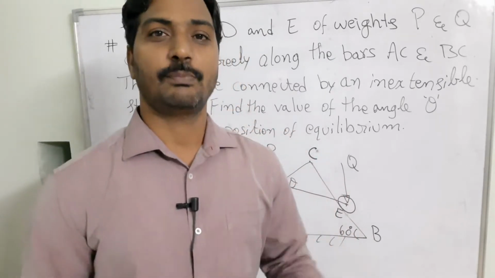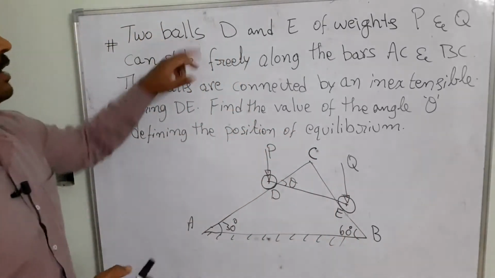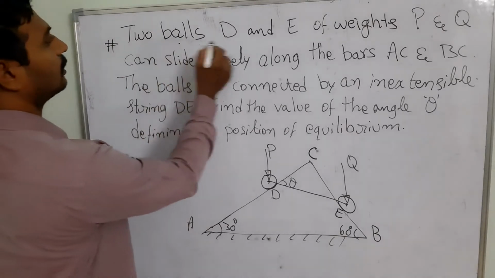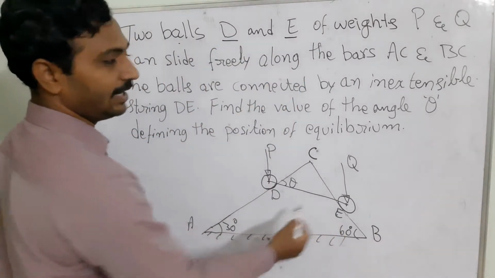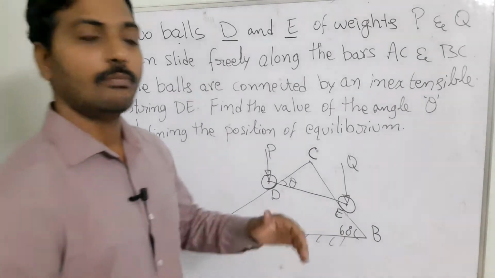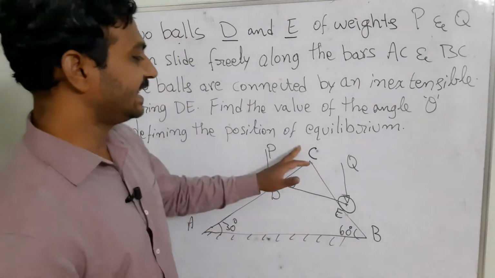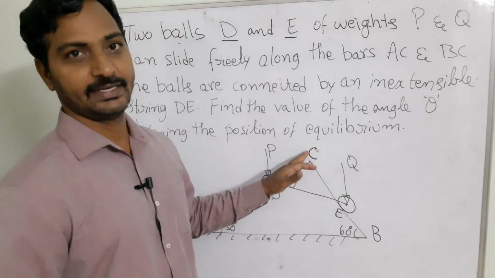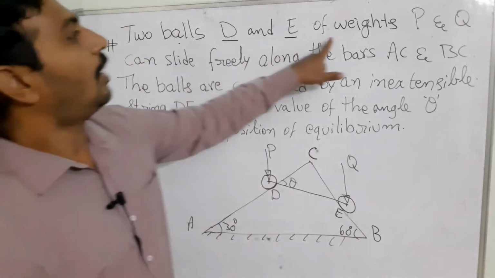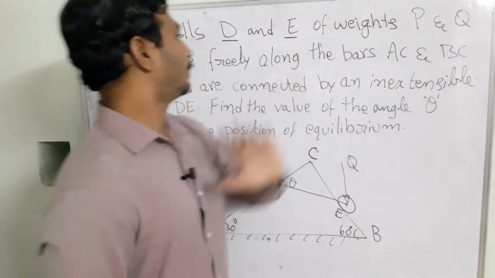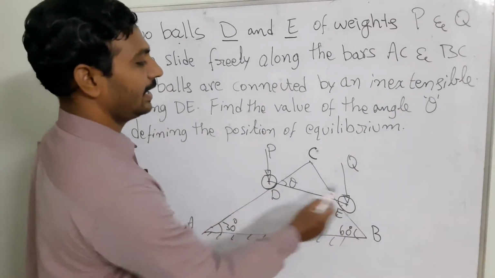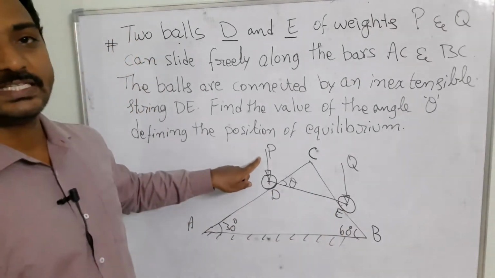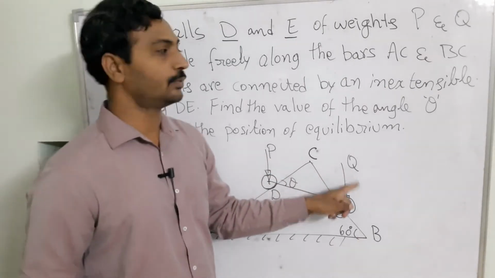So here is the problem, the two balls. Here we have the two balls, D and E. The two balls are mounted on the two bars, AC as well as BC, with weights P and Q. So these balls D and E have weights P and Q respectively.